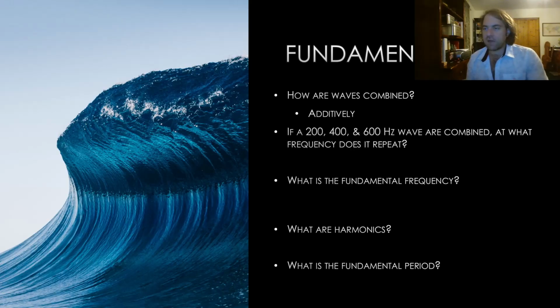So if you do have that 200, 400, and 600, what frequency does that wave repeat at? It's 200 hertz. You'll see little things in there that are cycling at about 600. You'll see little things cycling at about 400, but the entire wave repeats at 200 hertz.